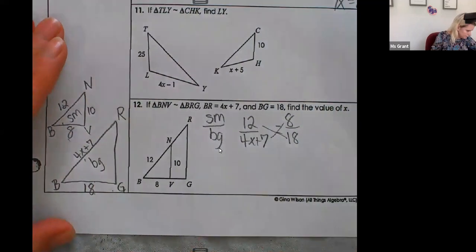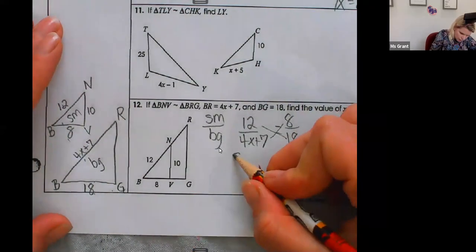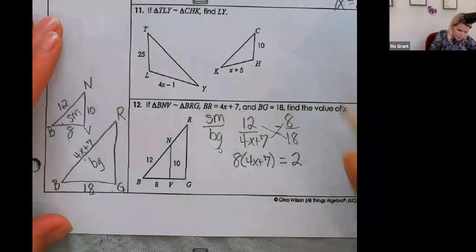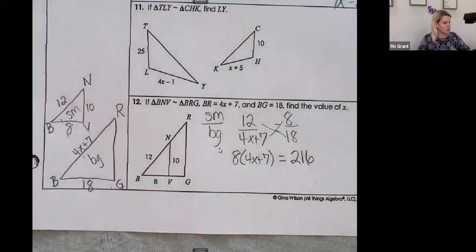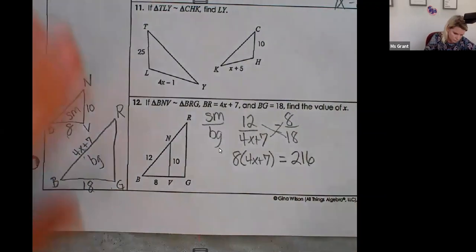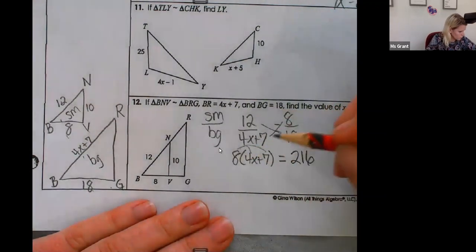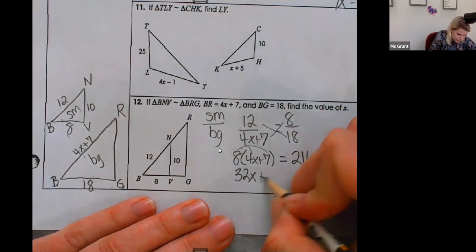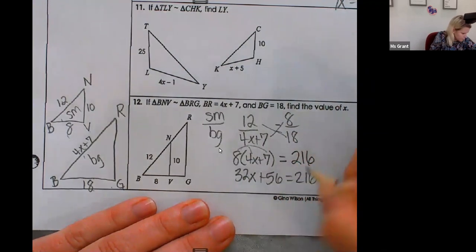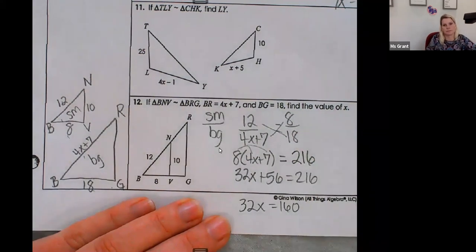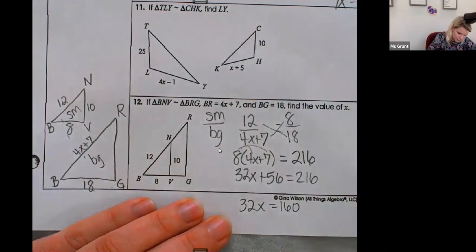Cross multiply it out. I have a distributive property. 12 times 18, in case you don't have it memorized, which I'm sure you don't, is 216. 32x plus 56 equals 216. 32x equals 160. X equals 5.